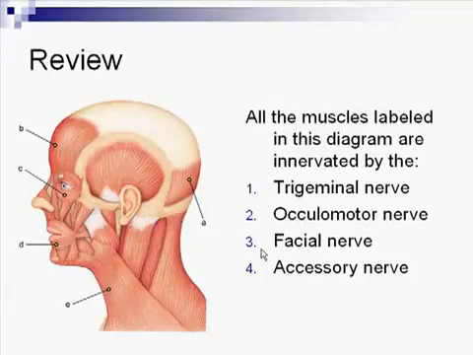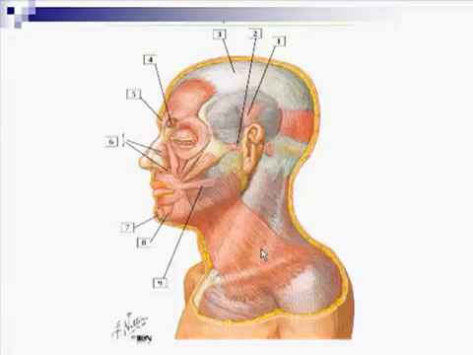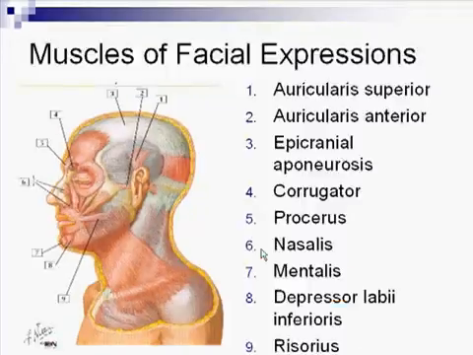All the muscles labeled in this diagram are muscles of facial expression, therefore they are innervated by the facial nerve, cranial nerve number 7. So if you answered 3, you are correct. Okay, you may want to take a look at this diagram and see if you can figure out which muscle is which. Remember, muscles 1 and 2 are not very well developed in man. Not many people can wiggle their ears.